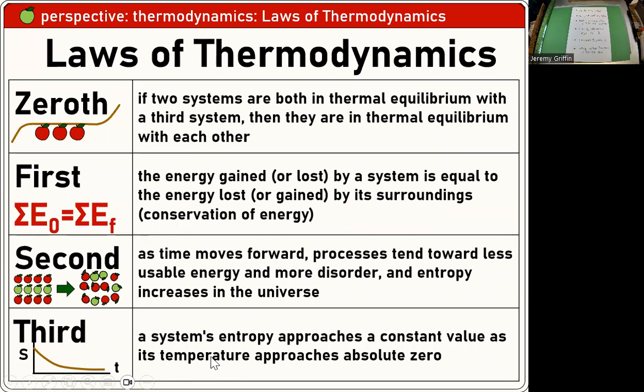The third law, I don't come across this one too often in application questions. A system's entropy approaches a constant value as the temperature approaches absolute zero. I don't emphasize that one too much in my classes. So the first and second laws are pretty important. The first law you guys are pretty familiar with. The second law is kind of abstract.